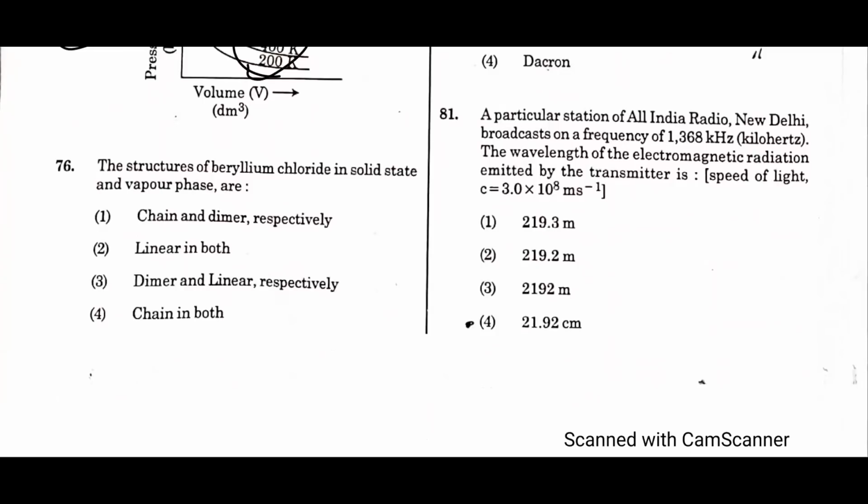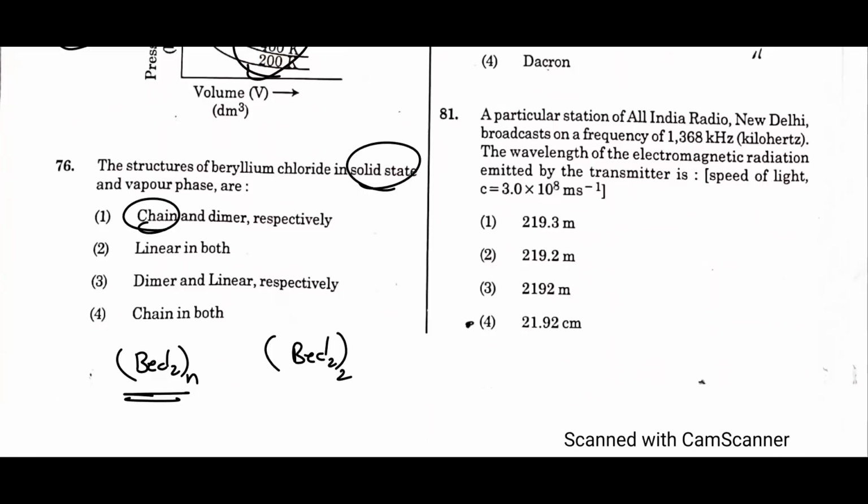See the next question, question number 76. The structure of beryllium chloride in solid state and vapor phase. In a solid state, it is having a polymeric form. BeCl2 is present in a polymeric chain form, and in a vapor phase, it is present in a dimeric state. So option 1 is our correct answer.